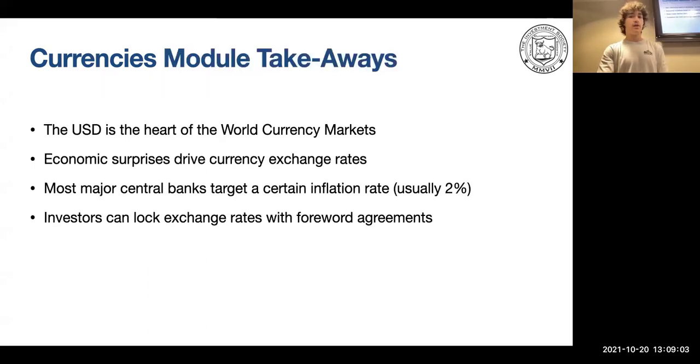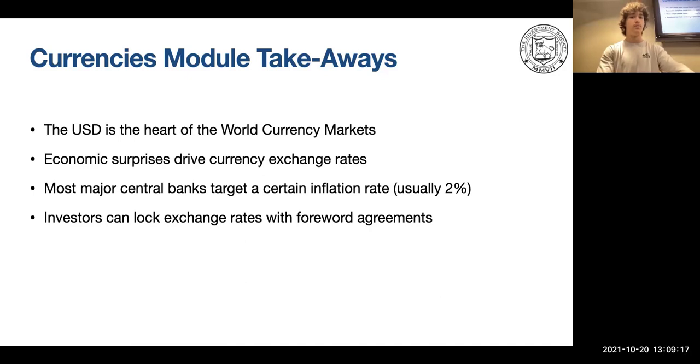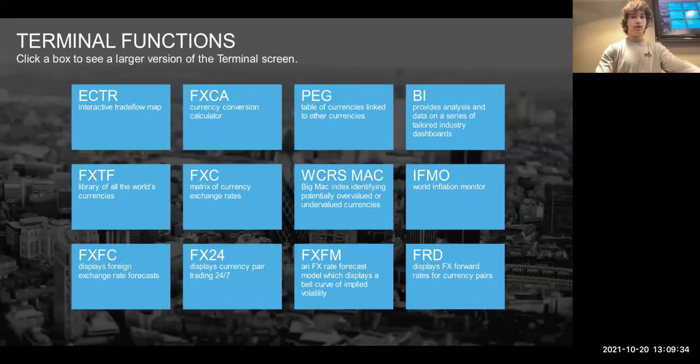So the main takeaways that were covered at the end is the U.S. dollar is the heart of the world currency markets. Economic surprises drive currencies. Major central banks target a certain inflation rate. Most countries target it at about 2%. And investors can lock exchange rates with forward agreements. This was one of the last ones, with the forward agreements. This is one of the Bloomberg terminal functions, which I think, sweet, right here.